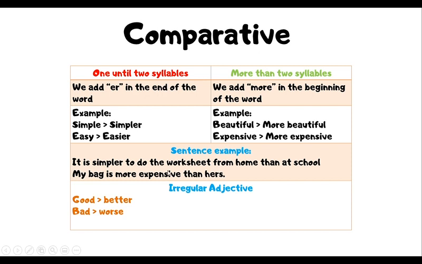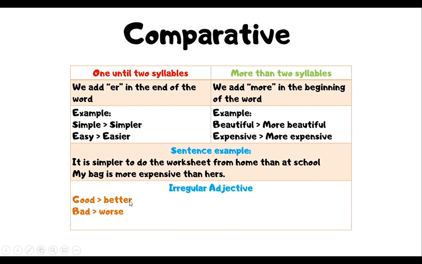Okay, great. But there are also irregular adjectives. Like for example, good becomes better, bad becomes worse. Wait, ma'am, good contains one syllable, right? But why don't we put er in the end of the word, like it becomes gooder? No, it's the rule. So good and bad are two of the irregular adjectives. So we don't put er in the end of the word like gooder.